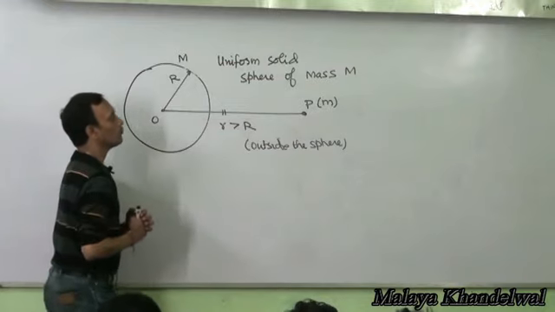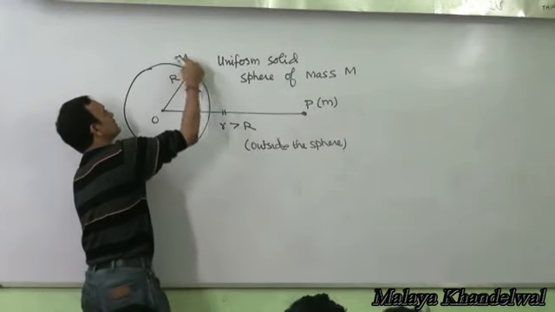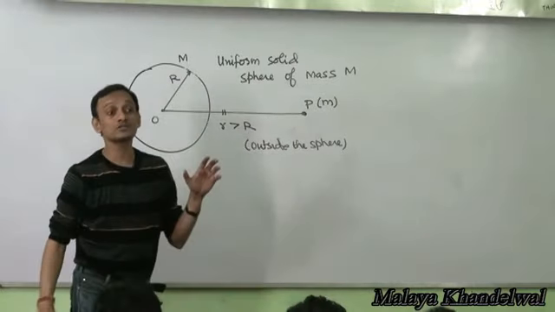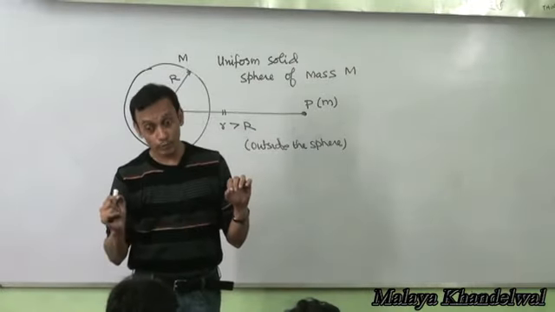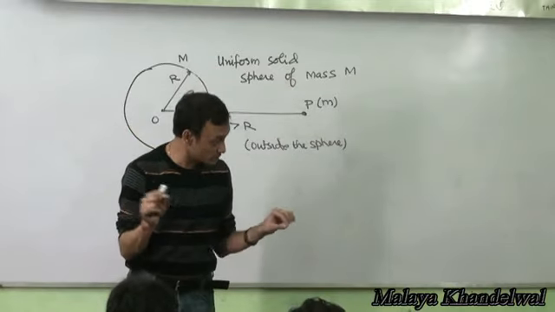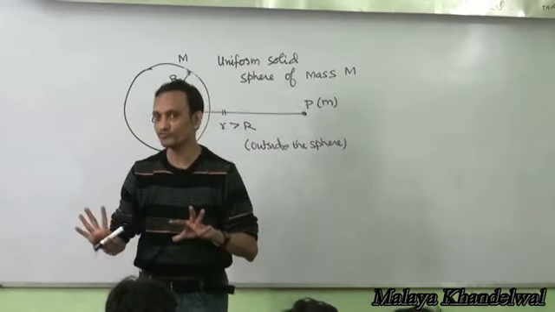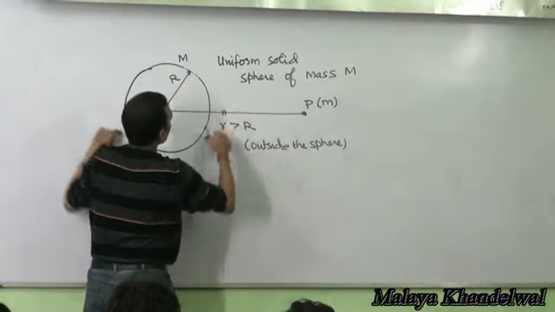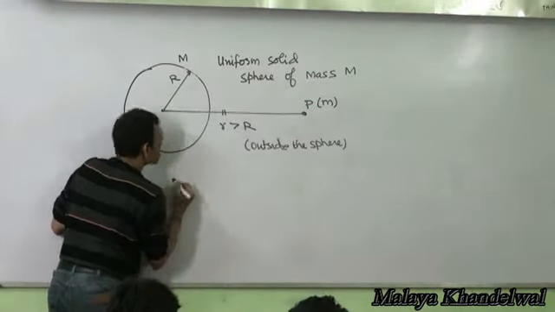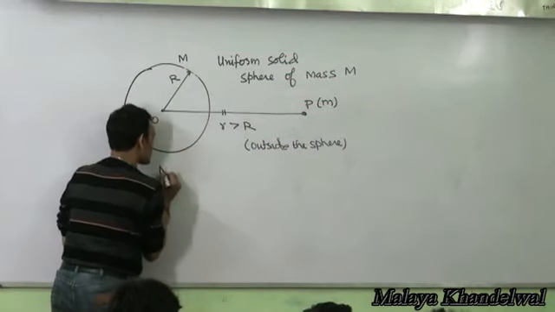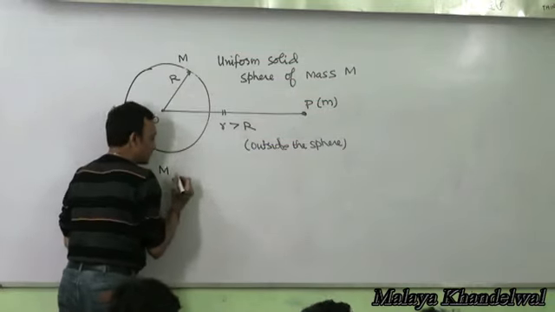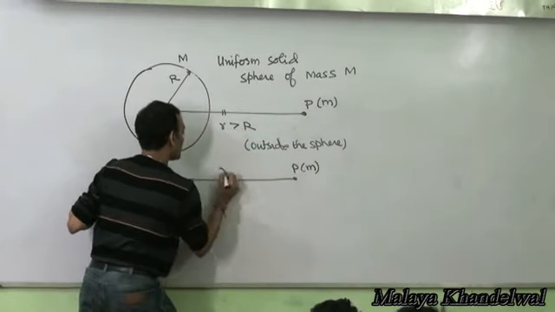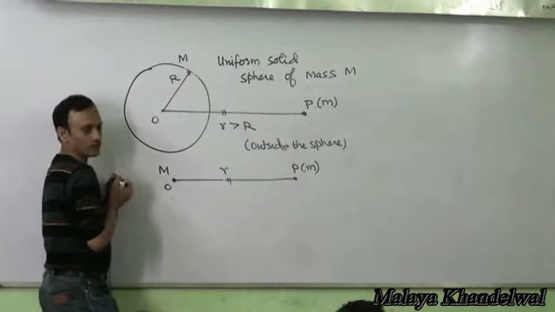Then, for the sake of computing the force between this sphere of mass and small m, after all, Newton's law of gravitation is valid for point masses, right? Force between point masses. Now, it can be proved that for points outside the sphere, if it's a uniform solid sphere, this entire mass could be replaced by a point mass capital M placed at the center of the sphere.